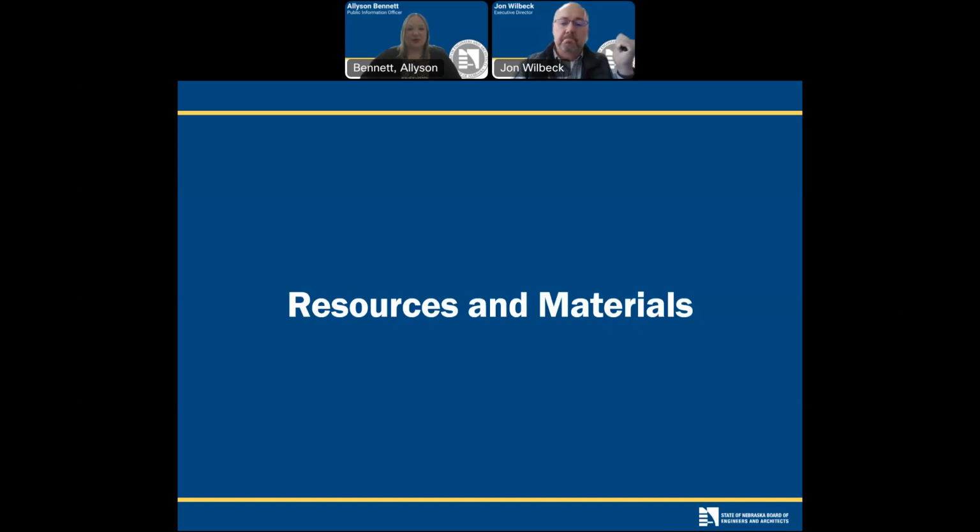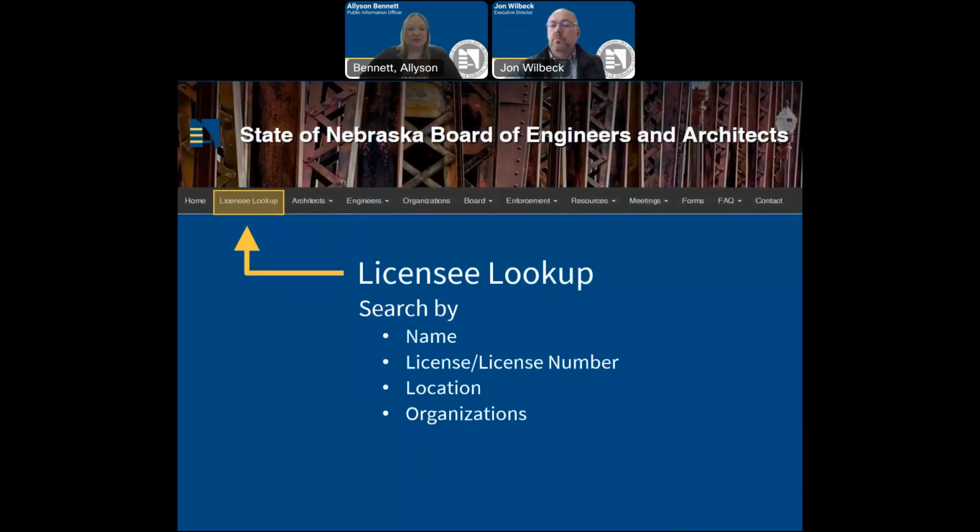All right, so lastly, we're going to go over some resources and materials made available. On our website, we have a feature called the licensee lookup. This allows anyone to search for a licensee, an architect or professional engineer. You can search by name, license number, or location. You can also look up organizations that are licensed through us. A lot of the time we recommend putting in your location, a zip code, starting off small and expanding from that. I get calls from people out west in the state or central state wondering about licensees in their area, and that's the advice I give them, and they typically have some luck finding someone near them. So this is a really great option.